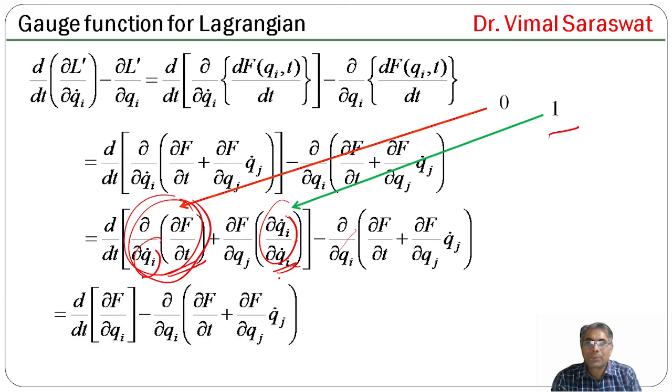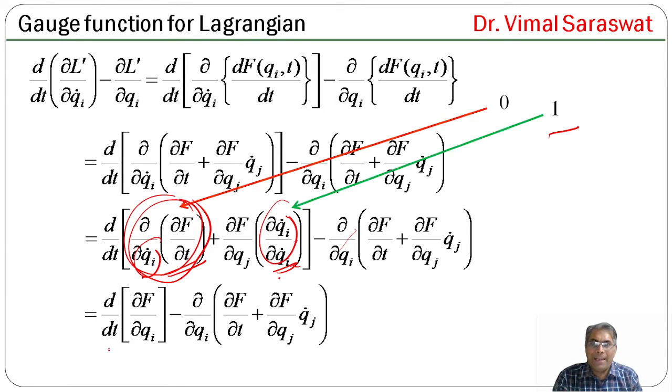It means we have d by dt of del f upon del q_i minus del by del q_i of this whole term. So this is d by dt of del L dash upon del q_i dot minus del L dash upon del q_i.